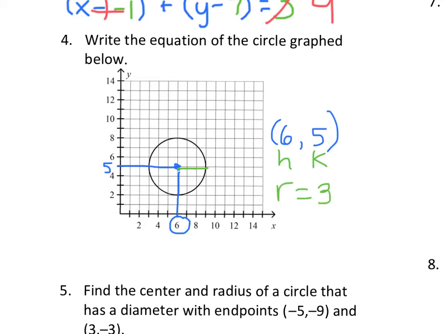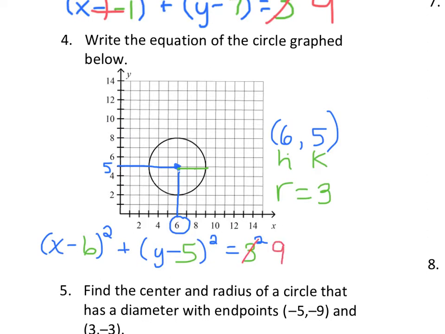So we're going to take all of those and plug them into the circle formula. X minus h, which is 6, close it and square it, plus y minus k, which is 5, close it and square it, and that equals the radius squared. The only thing here that needs to be simplified is 3 squared is 9. So that's your final answer.